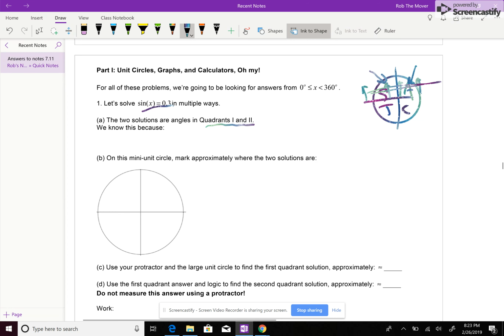So we're going to go ahead and approximate where this is on this little mini unit circle. Right here, this is one angle. And right here, I don't know why it makes shapes when I don't want it to. Let's cancel that. We got another angle over here, which is this angle.